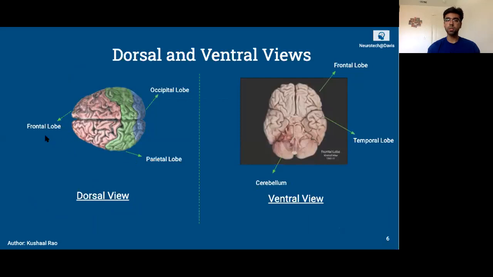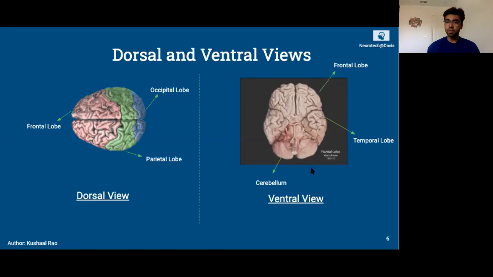We'll get into why these lobes are important and what their functions are later in this module. But this is just to help you orient yourself when you look at other pictures as well. On your right, you have the ventral view, and that's kind of like from the bottom up, as if you're standing underneath the brain and looking at it upwards.